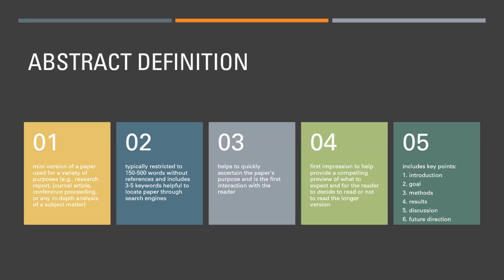So since this is the first interaction with the reader, we're coming to point four. This is also your first impression to help provide a compelling preview, like a Hollywood movie that you are using as a trailer, and you're telling the reader what to expect if they decide to read or not to read the longer version. Who has time to read long papers? We all need to know what the longer paper entails so that we can make a decision to move on.